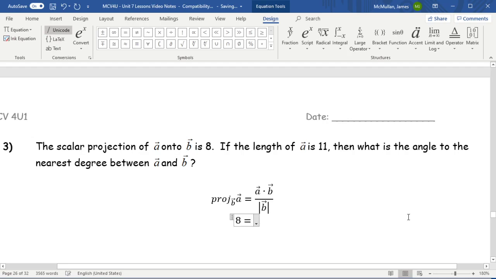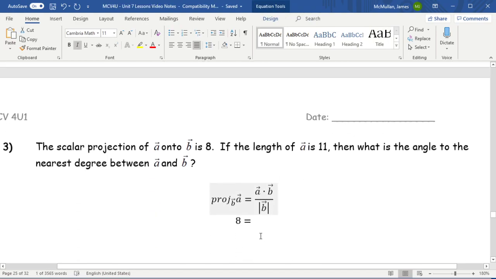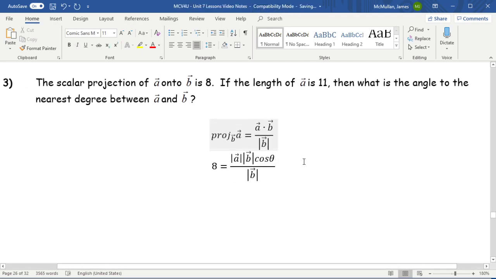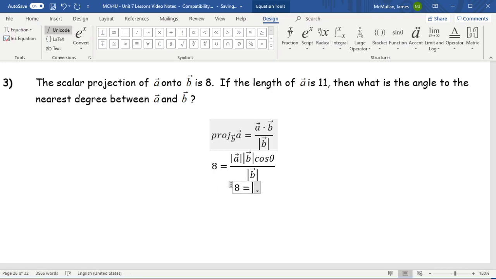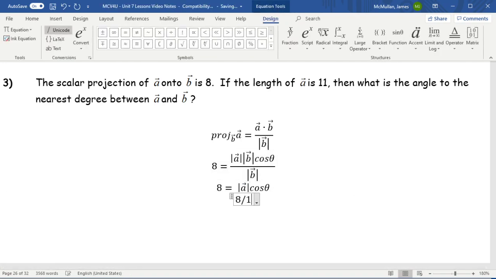I'm going to replace the projection with 8, because that's what it says. It says the length of a is 11. So I'm going to take a dot b on the top, and I'm going to replace a dot b with ab cos theta. Then I'm going to divide this by the magnitude of b, because that's still on the bottom. Okay, so what happens here? You get 8 equals the magnitude of a times cos theta, because the two magnitude b's cancel, right? And it says the length of a is 11, so 8 over 11 is equal to cos theta.